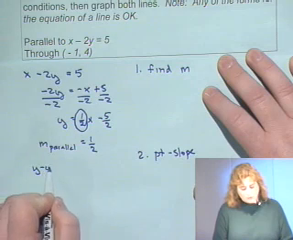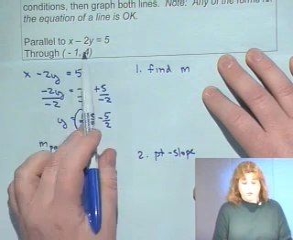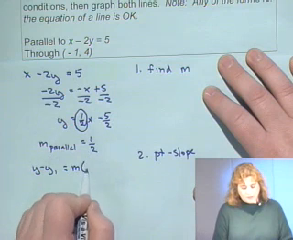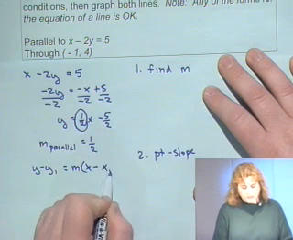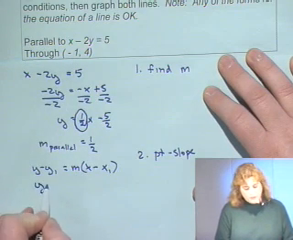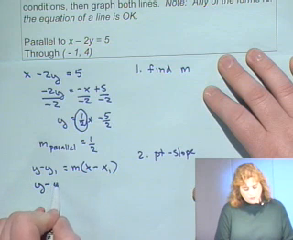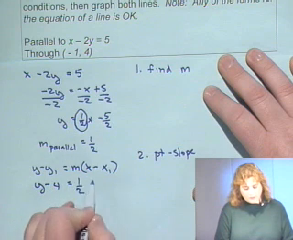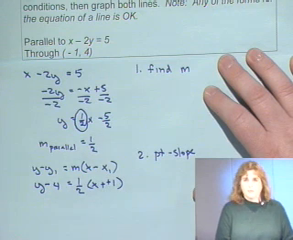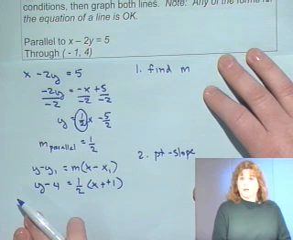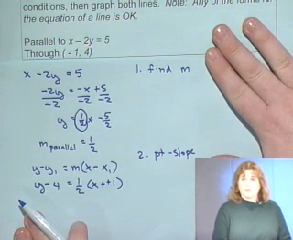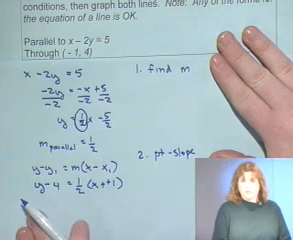So y minus y1, where y1 is the coordinate 4, is equal to m, 1/2, times x minus x1, and that's our coordinate negative 1. So let's go ahead and substitute in. y minus 4 is equal to 1/2 times x minus negative 1, or plus 1. Now, it's perfectly fine to stop right here with the equation of the line. The directions said that any form for the equation of the line was okay, so we could stop there.